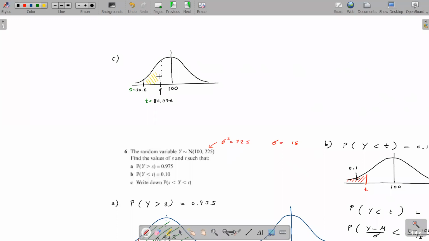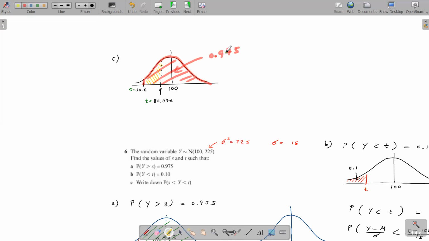So this area. Isn't this what they want you to find? Find the probability y is greater than s and smaller than t. So this is the area they want you to find. Do you agree with me? How do you find this area? Let's use the help of part A and B. In part A, they have told you the probability y is greater than s. S is here. So bigger than s, the area is 0.975. This large area is 0.975.